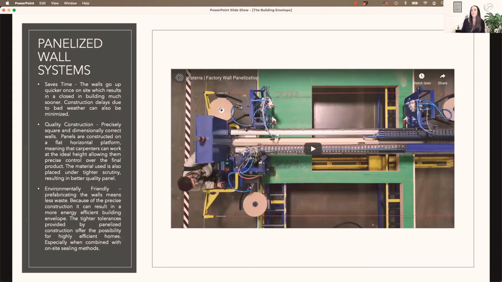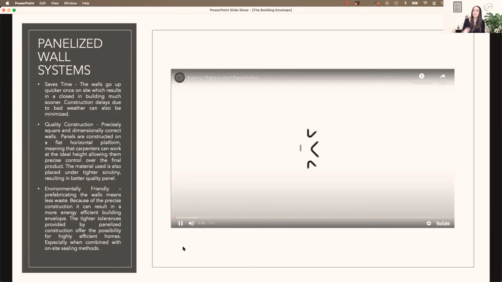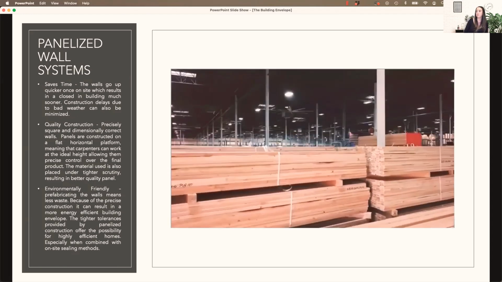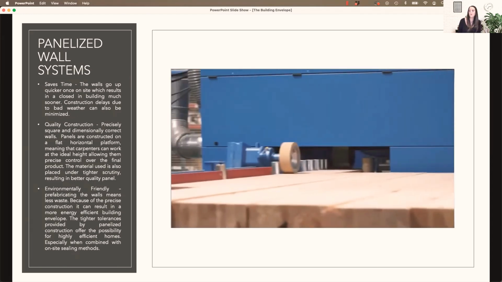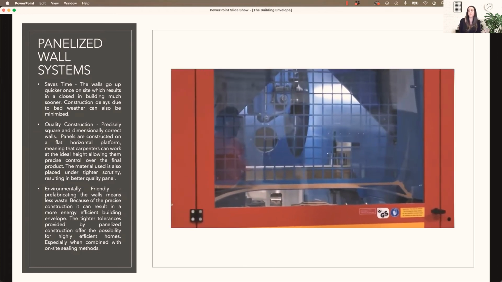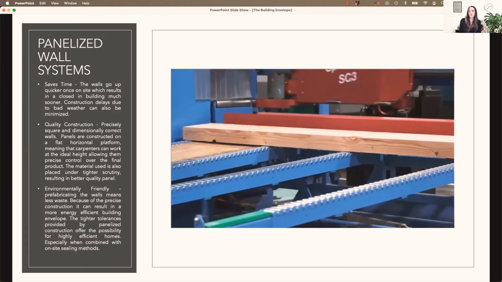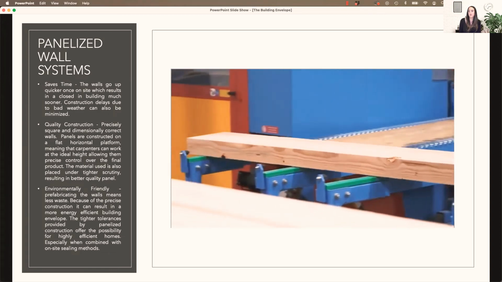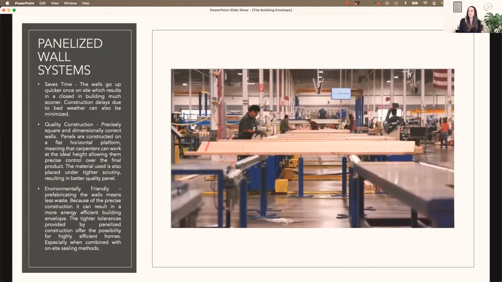This video doesn't have any sound, but you'll just kind of see here how they are moving down the line in this factory to create these panelized wall systems. So everything is pre-cut and measured based on the drawings provided. And then they start assembling.